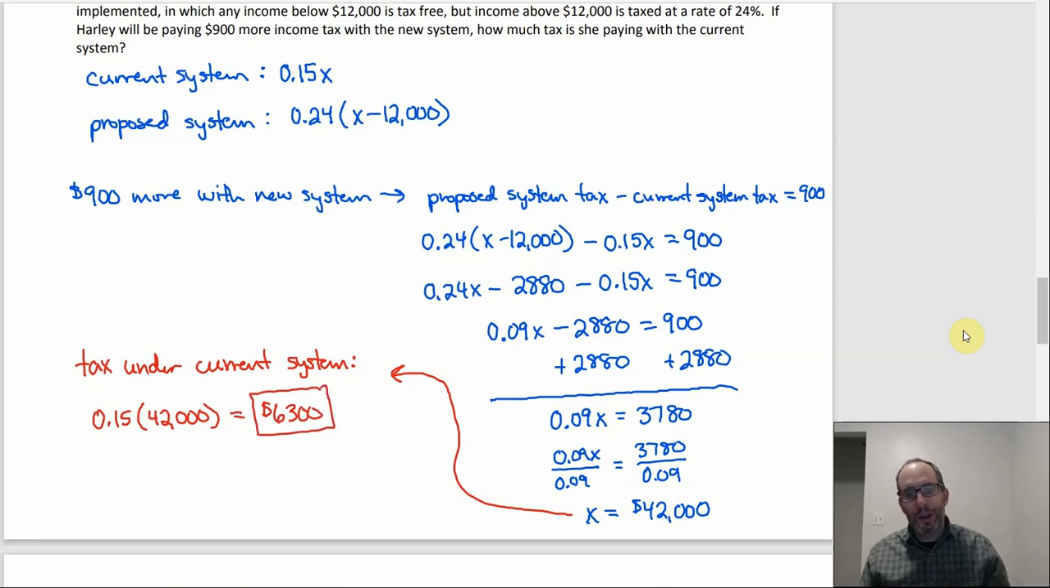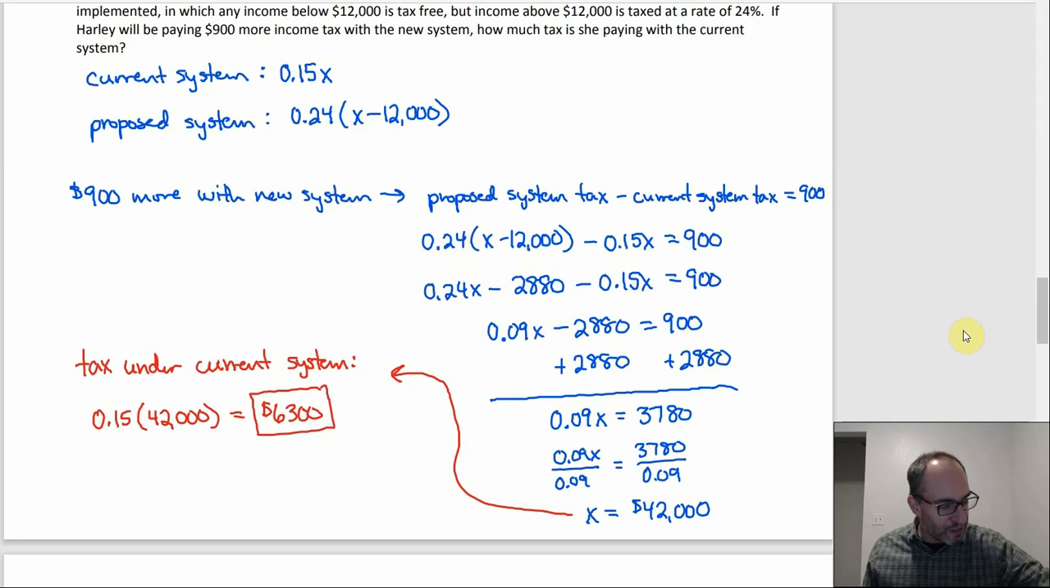And therefore, her tax with the proposed system must be 7,200, right? It would be 6,300 plus 900. So a little bit different because of that $900 difference. You don't just set the two equal to each other. It's easier just to put the difference of the two taxes on one side and the 900 on the other and solve it like that, I think.